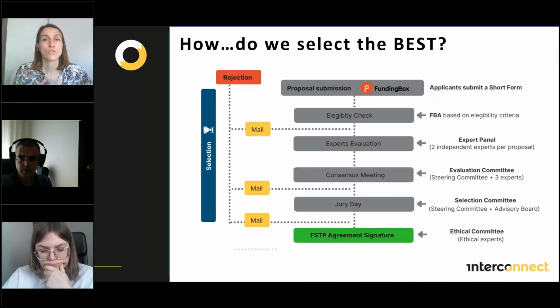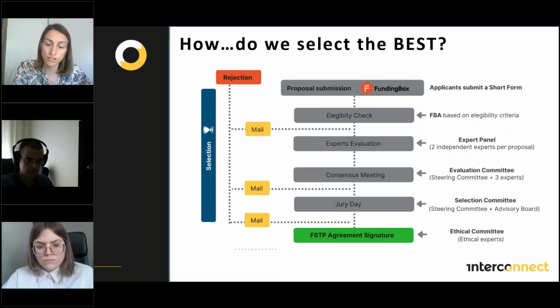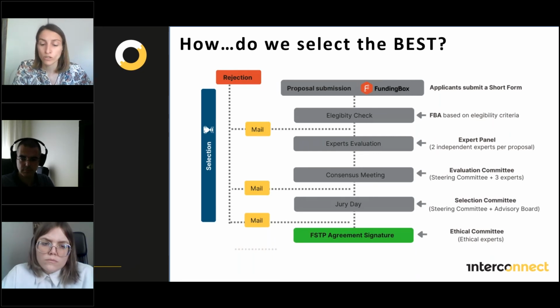Then what happens when the open call is closed? As you can see here, we have a long selection process ahead. Right after closing the open call, we perform the eligibility check. This first evaluation is about verifying the basic requirements that I explained in the first part of the presentation. We need to see if the company is an SME and is established in an eligible country, if the proposal is within the scope, if you said that you are going to use the interoperability framework, if the initial TRL is between 5 and 7, if the proposal is in English, and also if it has been submitted before the deadline.